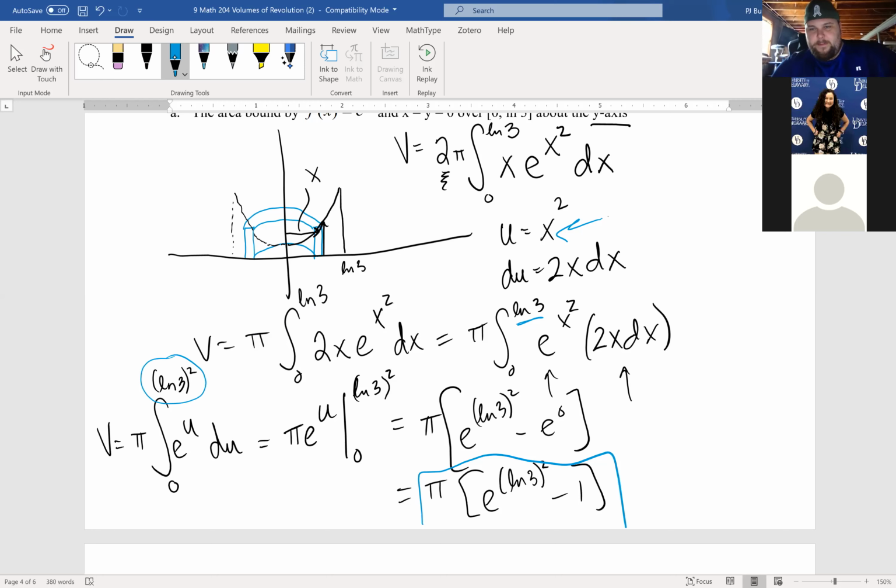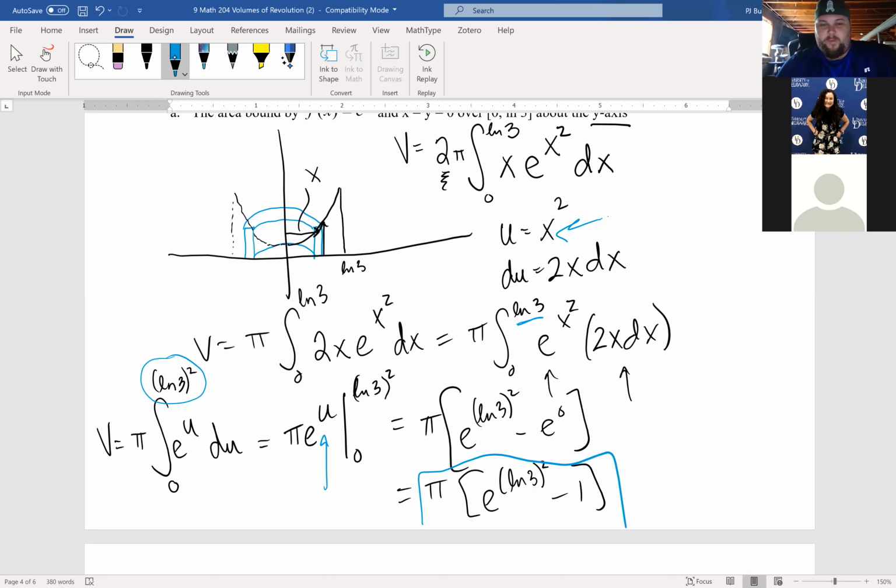Dan, did you have something? I see you're unmuted there. With the back substitution, say if you replaced the u with x squared, wouldn't it just be ln 3 over 0 for the bounds? Yeah, if you plugged u back in of x squared at this point, then your bounds would be 0 and log 3. Okay. Just checking.